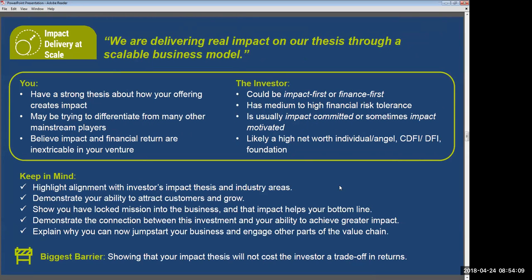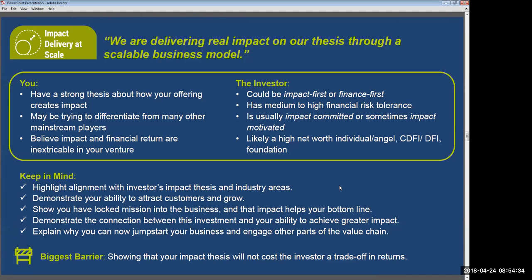The next story is the impact delivery at scale. This is where you're saying, we're going to deliver real impact on our thesis, and we know we have a scalable business model. So for this one, you have to have a strong thesis about how your offering creates impact. You have to differentiate that from what already exists. And this last point is extremely important.